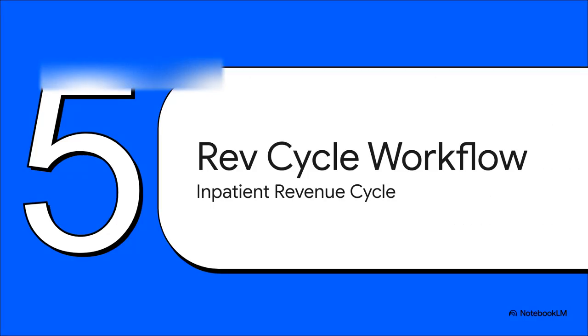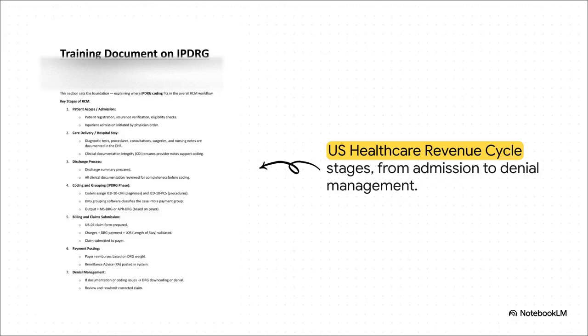Okay, Section 5, Inpatient Revenue Cycle Workflow. Because the financial impact is so massive, accurate IPDRG assignment isn't just a coder sitting at a desk in isolation. It takes a highly collaborative, well-oiled effort across multiple departments, from patient access all the way to denial management. Our coding and grouping phase sits right smack in the middle of the hospital's revenue cycle. We are the critical bridge between the clinical care being provided and the financial reimbursement the hospital actually receives.